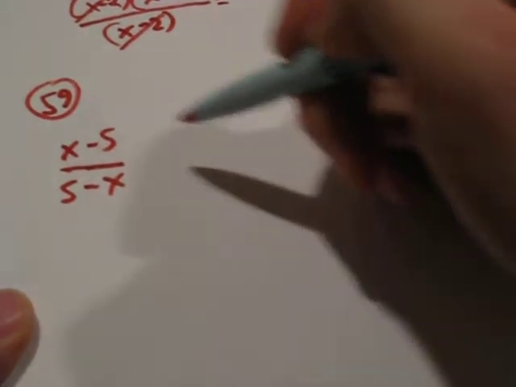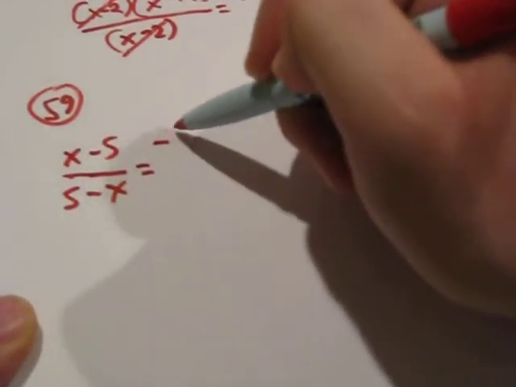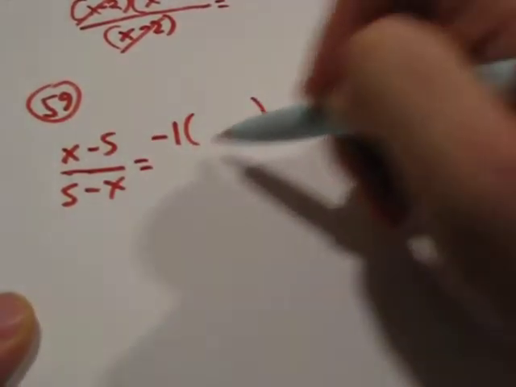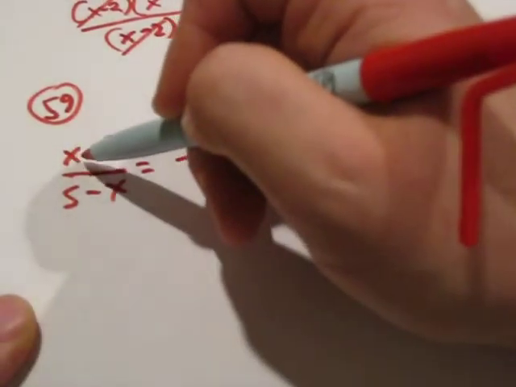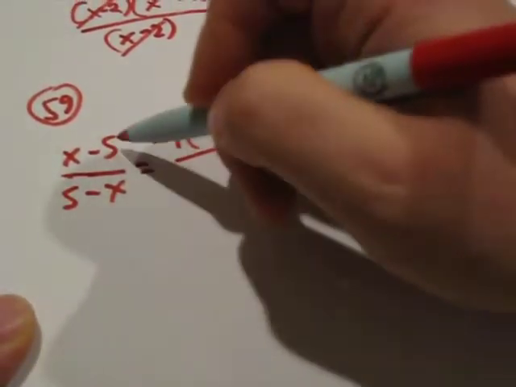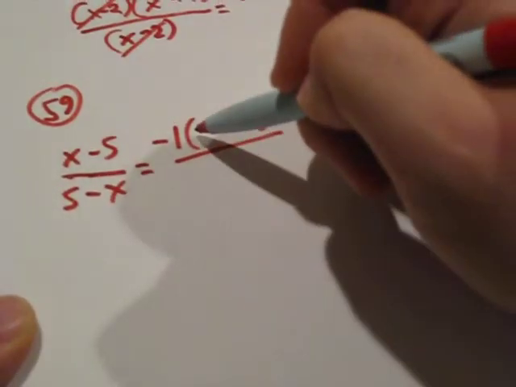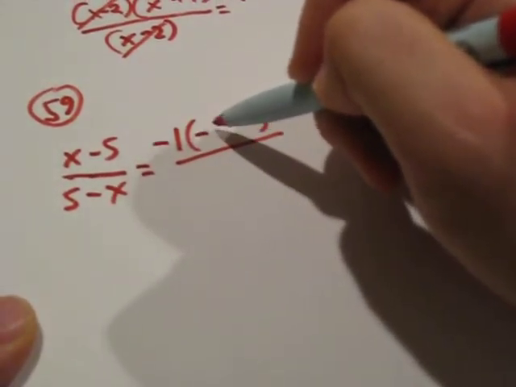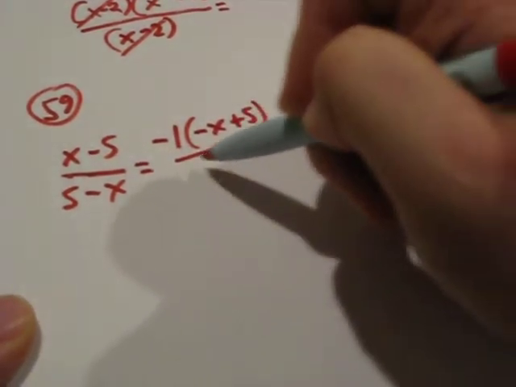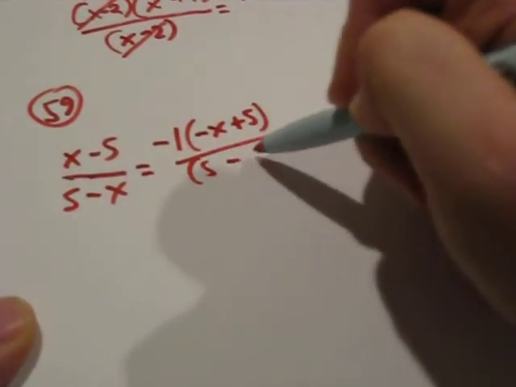So here's what we're going to do. We're going to factor out a negative 1. Now what happens when I factor out a negative 1, it takes whatever numerator or denominator and turns this positive x to a negative x, and this positive 5 to a negative 5, or negative 5 to a positive 5. What that means is that I now have this in the numerator, and then this in the denominator.